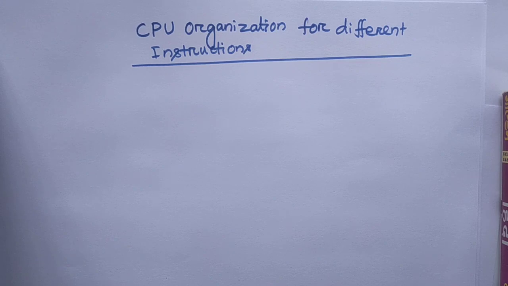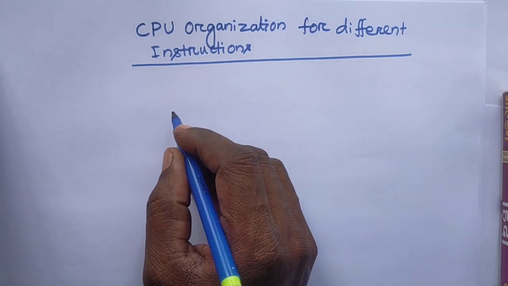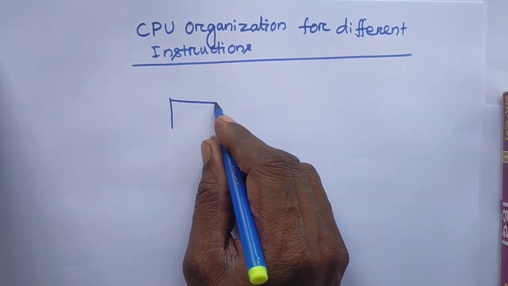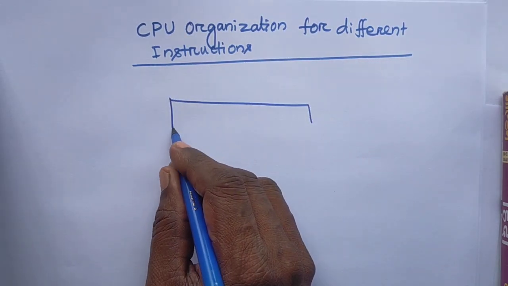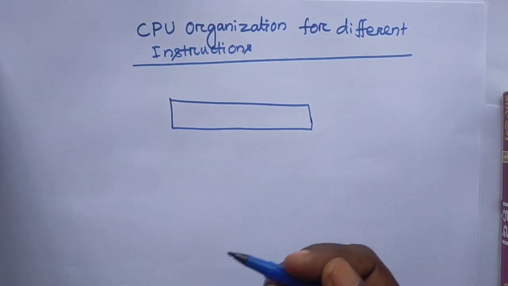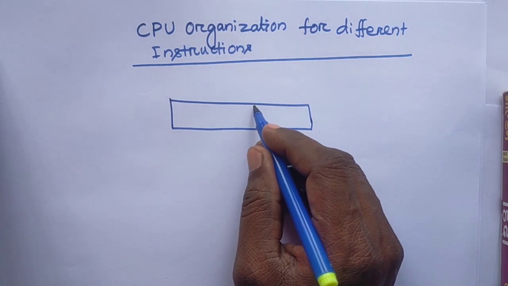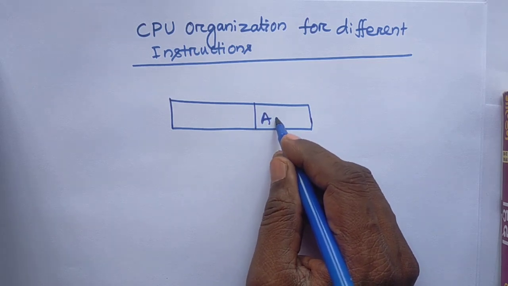Before discussing CPU organization for instructions, first of all we see what the fields or parts of a particular instruction are. We have already discussed the instruction format. Based on that, we have to explain how the different parts of the instruction execute through CPU organization. Normally we know that the instruction format has three parts.